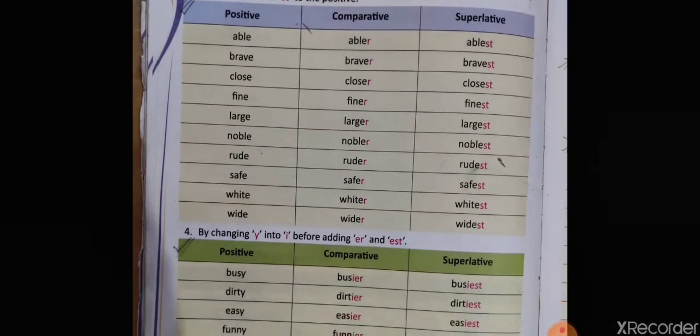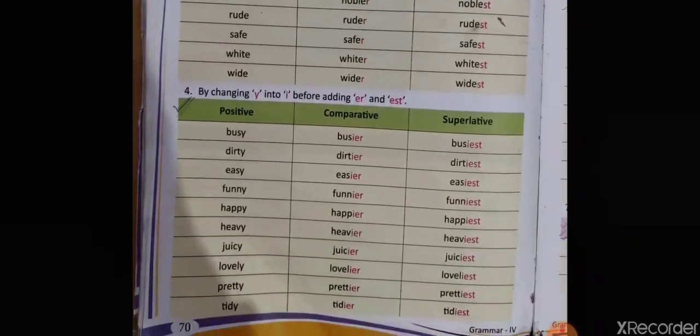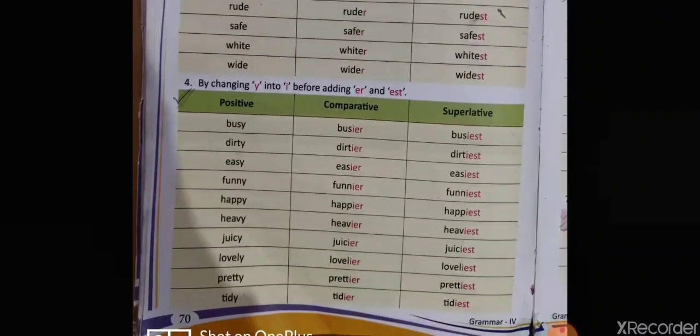Next is by changing Y into I before writing ER and EST. Here we remove Y and write IER or IEST. So Y is replaced with I, and then ER and EST are added, like busy, busier, busiest, heavy, heavier, heaviest, pretty, prettier, prettiest, tidy, tidier, and tidiest.